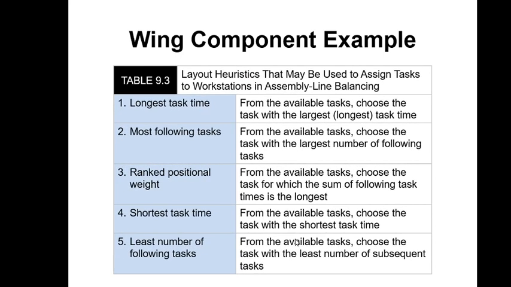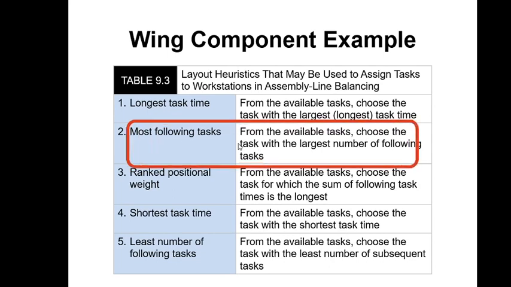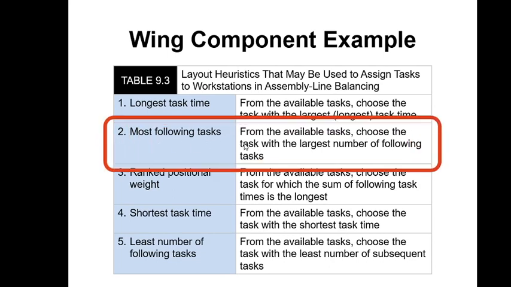Now let's continue with our example. In our example, if you recall, it told us to use the heuristic of the most following tasks. I will explain this when we are balancing our assembly line. This heuristic will be given in the question. Internationally there are usually 5 heuristics. Our question asks us to give priority to the most following tasks.